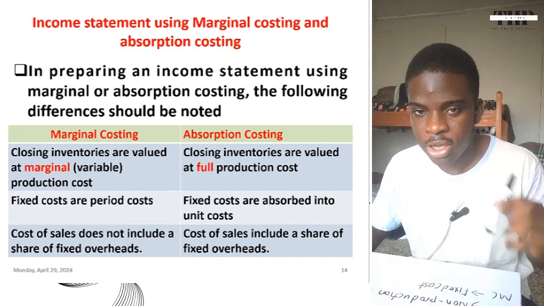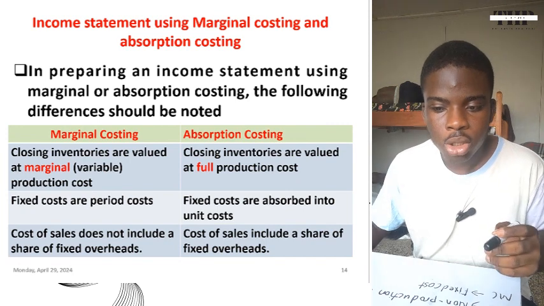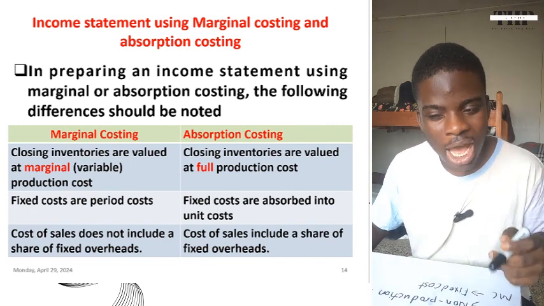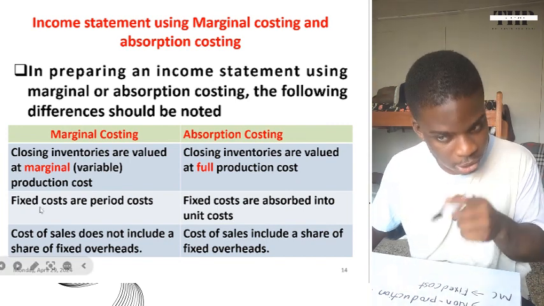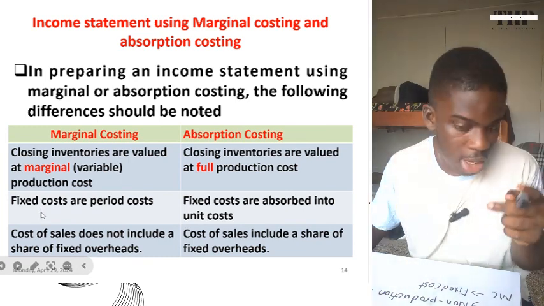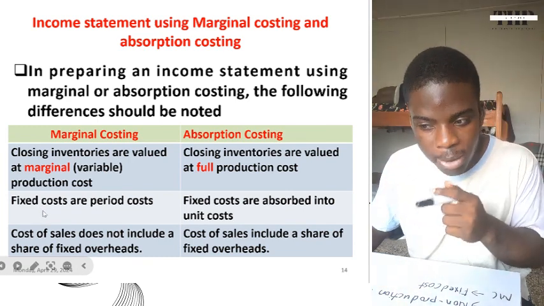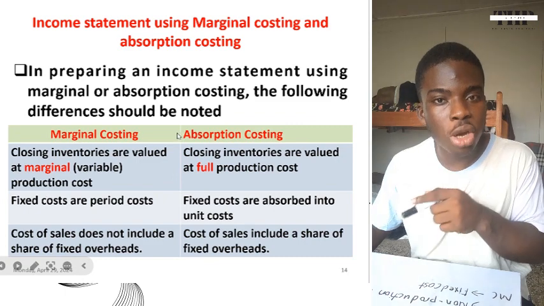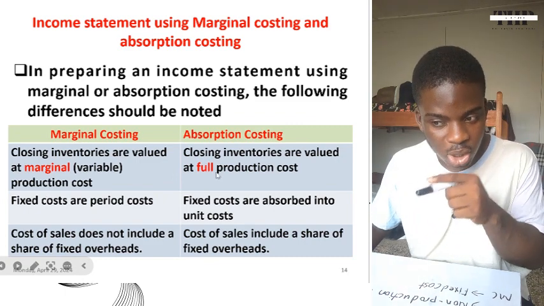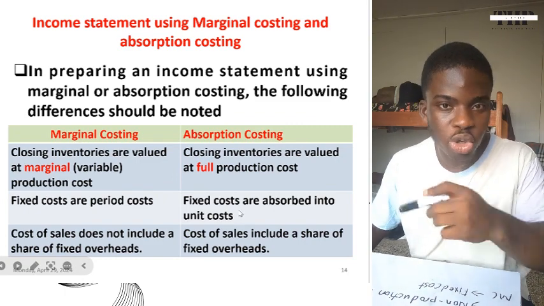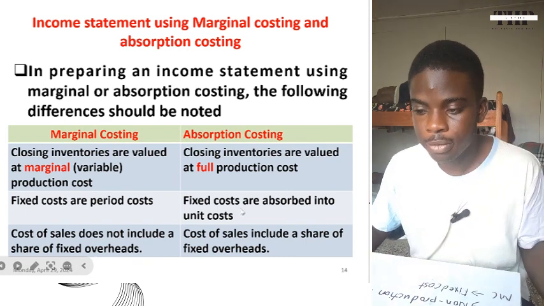Variable production overheads. Exactly. What's next? Fixed costs are period costs for marginal costing. I've explained this. For absorption costing, fixed costs are absorbed into unit cost. That's why the fixed cost is represented in the total cost per unit of a product.